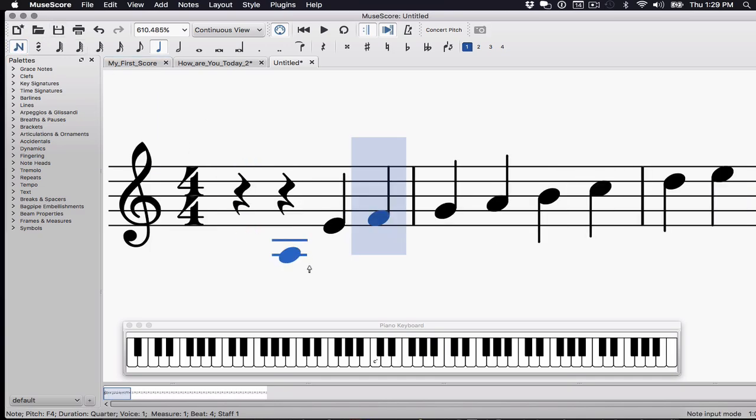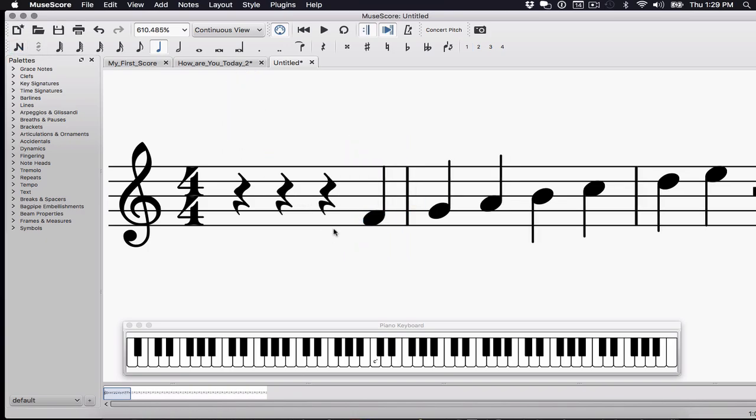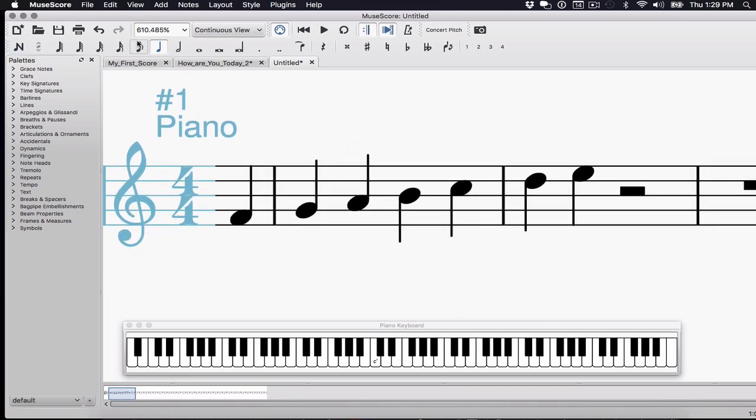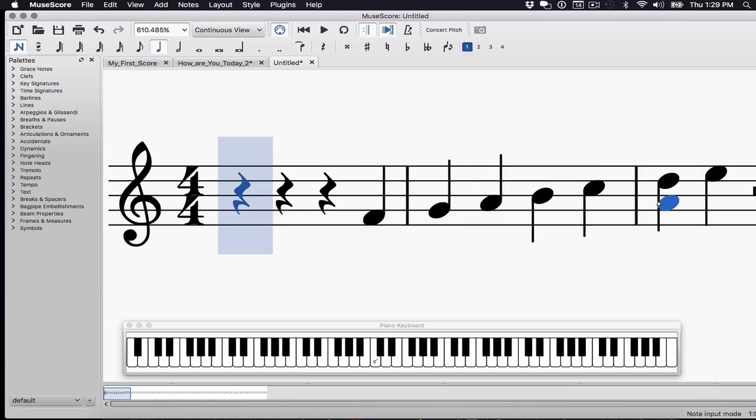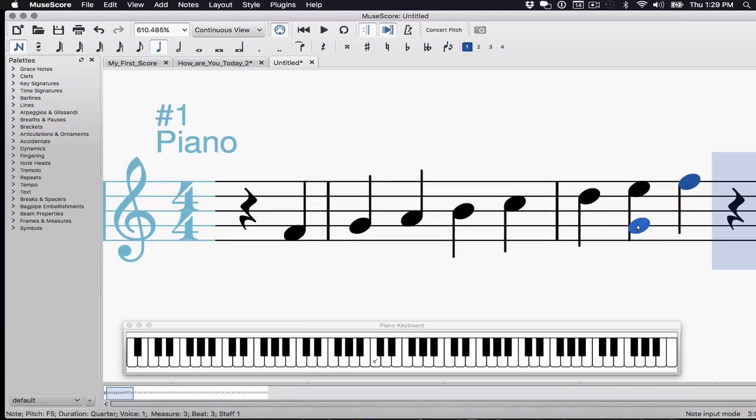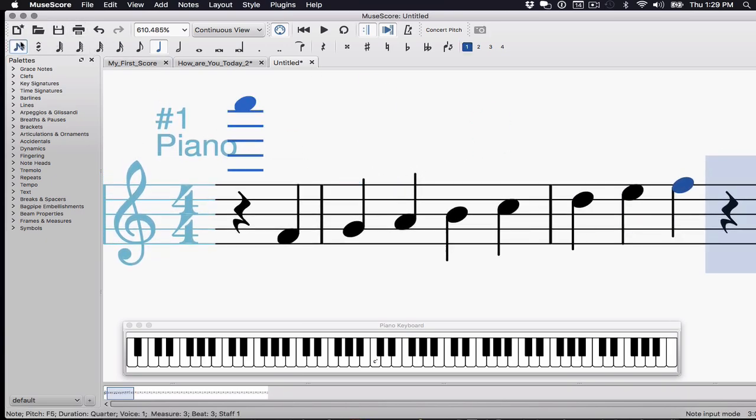Okay, let's rotate it again. I can keep going, and I'm going to end up finding all 7 of my modes this way. If I go from F to F, I now have a Lydian scale. Now I talked about Lydian a second ago. That's the one where I raised the 4th scale degree.